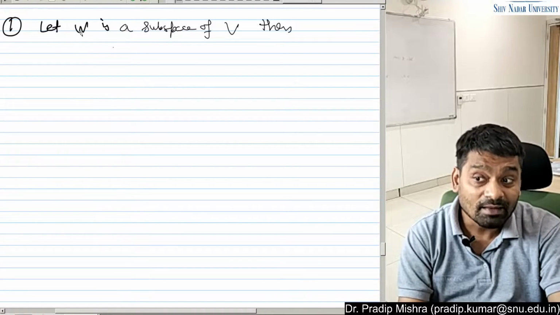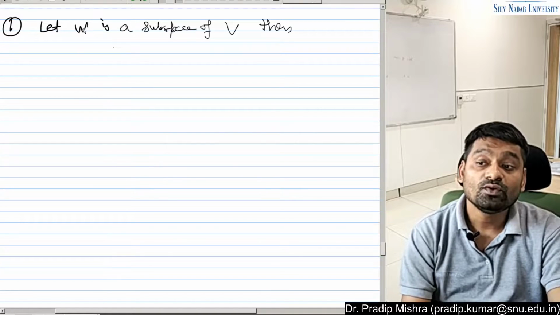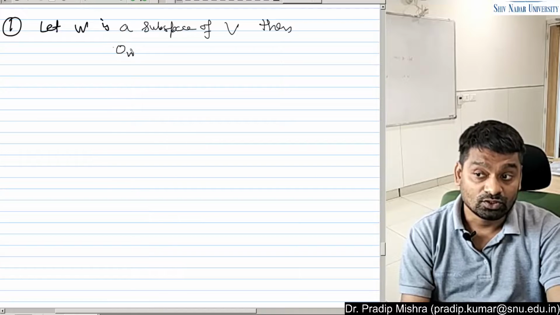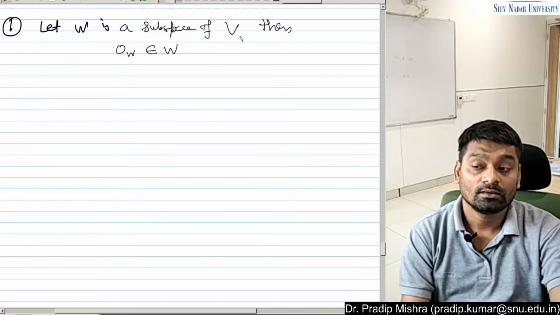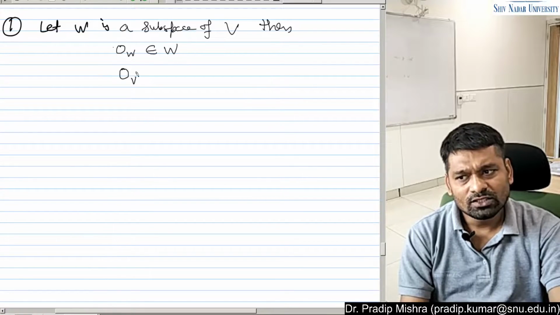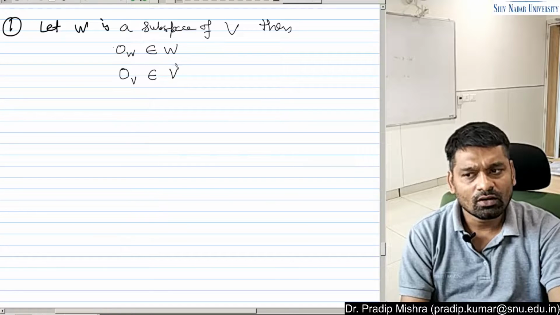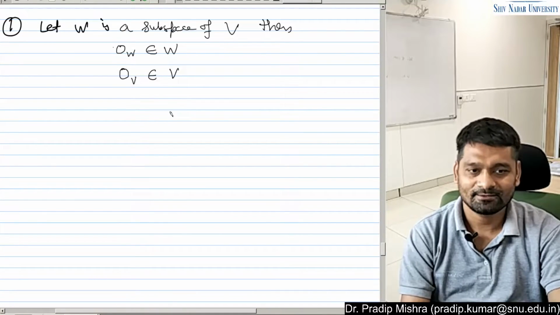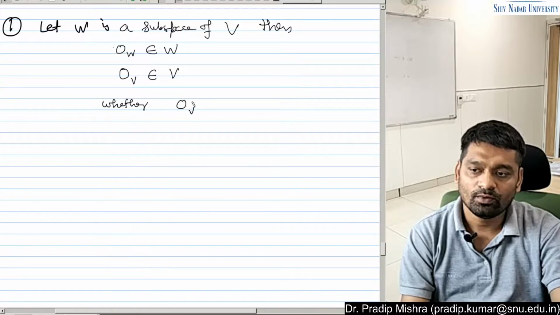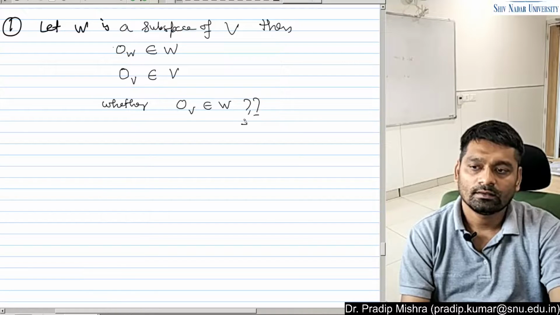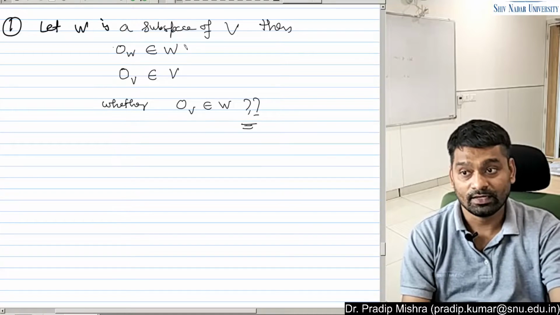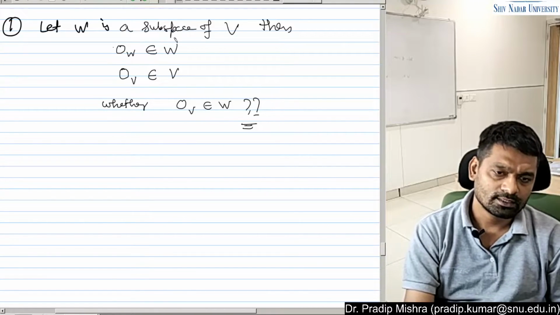This means I'm giving you W is a vector space over R with respect to induced operation. So there must be 0W, whether 0W belongs to W or not. Yes, good. Next thing is whether 0V belongs to V or not. Yes. Now the next question is whether 0V belongs to W or not. What is your answer? Given W is a subspace, what is your answer?